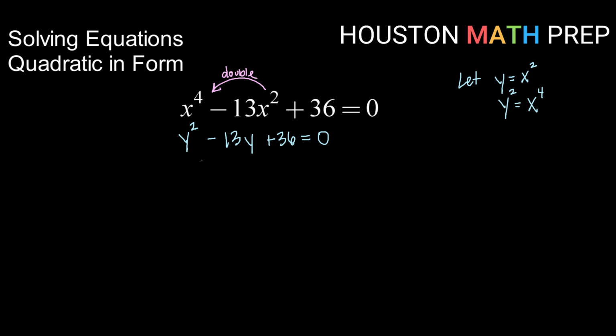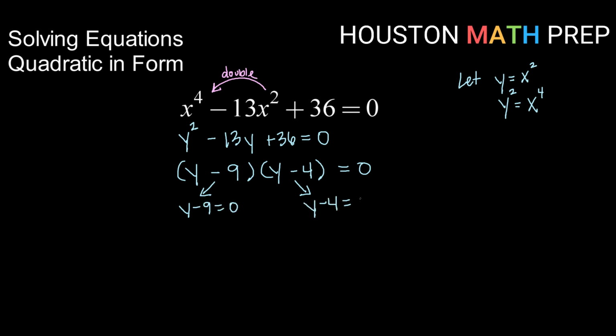I noticed that this one factors, so I'm going to go ahead and factor this. So, placing y in both of the beginnings of my binomials, I look for numbers that multiply to give me positive 36, but add to give me negative 13. I get negative 9 and negative 4. Continuing to solve like we normally would by setting our factors separately equal to 0, y minus 9 equals 0, and y minus 4 equals 0. So this gives me y equals 9 and y equals 4.